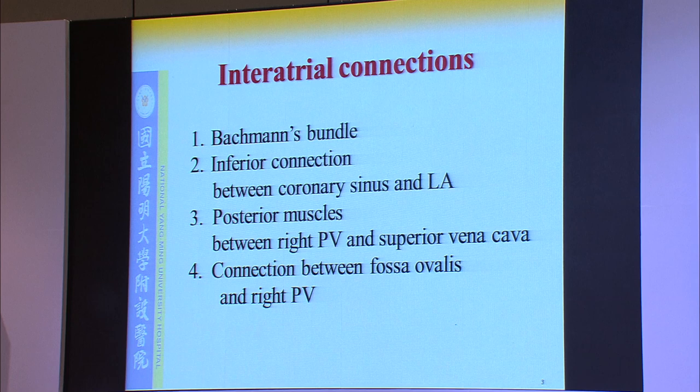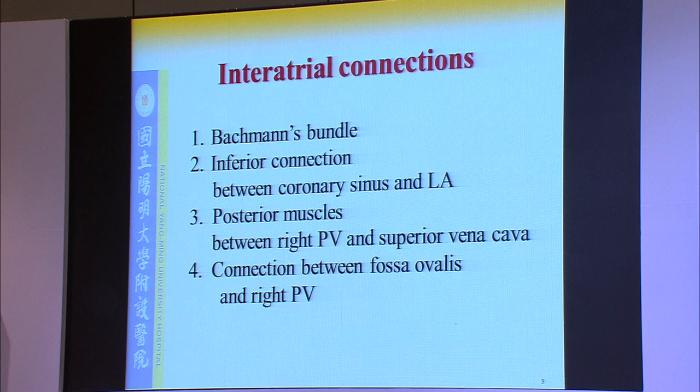As we know, the inter-atrium connection includes maybe four orientations. The first one is Bachmann bundle, I think it's familiar for everyone. The second, the inferior connection, is mainly between the coronary sinus and the left atrium. The third is the posterior muscle bundles, mostly between the right pulmonary veins and the superior vena cava. In addition, some doctors say there's some connection between the fossa ovalis and the right pulmonary veins.